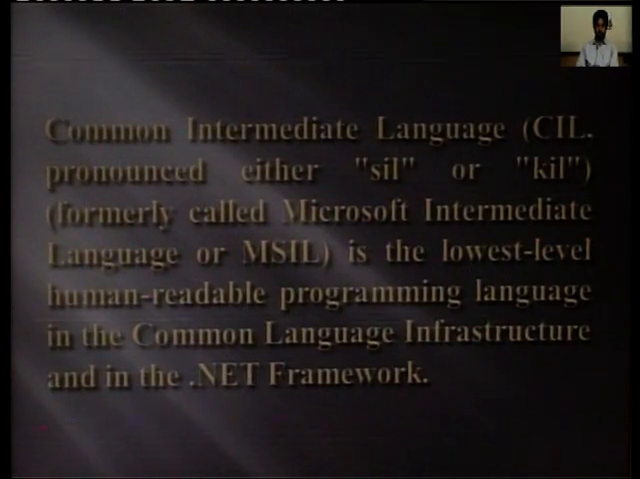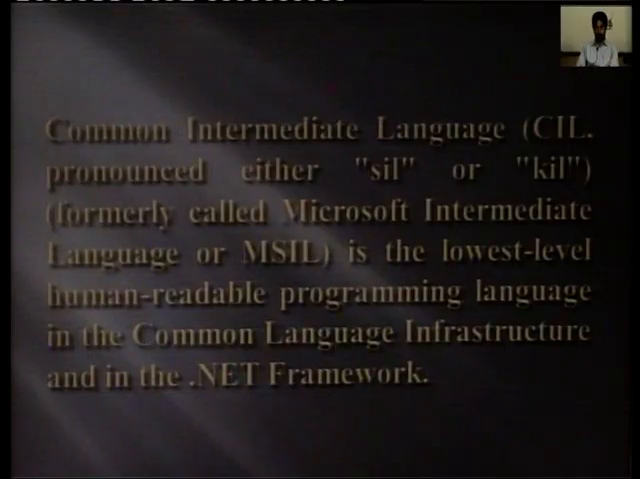So, Common Intermediate Language, or CIL, pronounced either CIL or CIL. Formally it is called Microsoft Intermediate Language, or MSIL, the lowest level of human-readable programming language in the common language infrastructure and in the .NET framework.